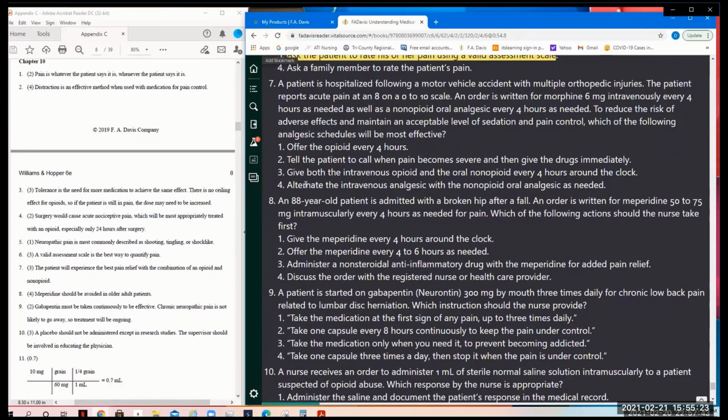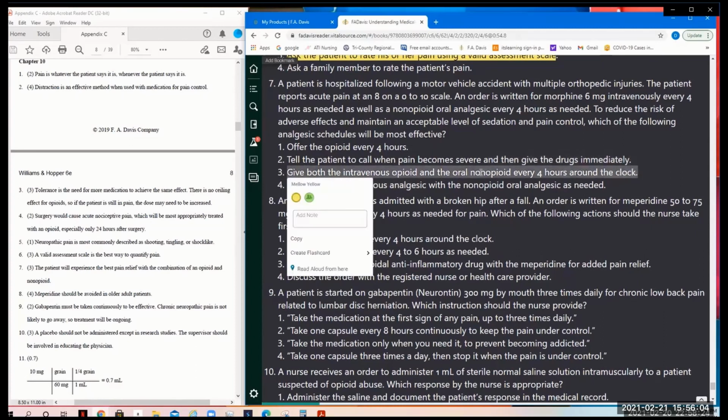One, offer the opioid every 4 hours. Two, tell the patient to call when pain becomes severe and then give the drugs immediately. Three, give both the intravenous opioid and the oral non-opioid every 4 hours around the clock. Or four, alternate the intravenous analgesic with the non-opioid oral analgesic as needed. And the answer is three, give both the intravenous opioid and the oral non-opioid every 4 hours around the clock.